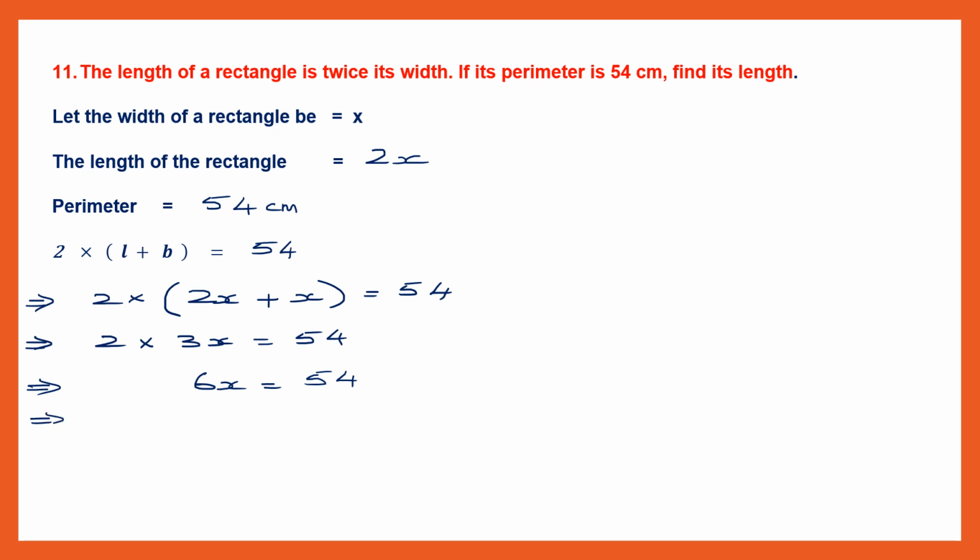So now we can find the value of x. x is equal to 54 divided by 6. 6 ones are 6, 6 nines are 54. So we have found the value of x. x is equal to 9.